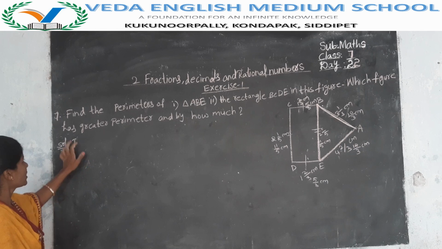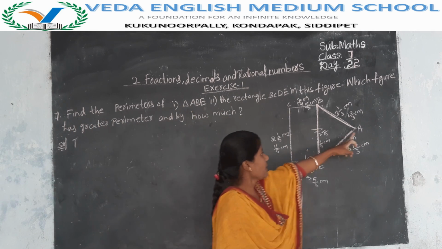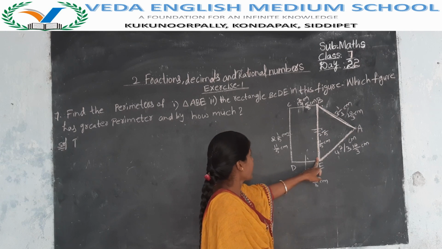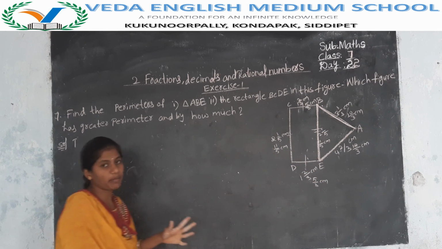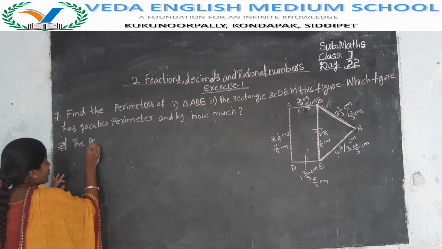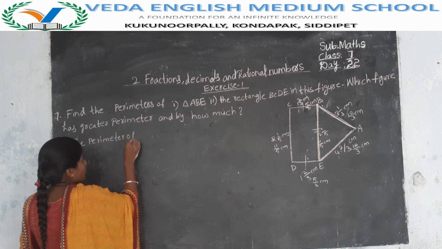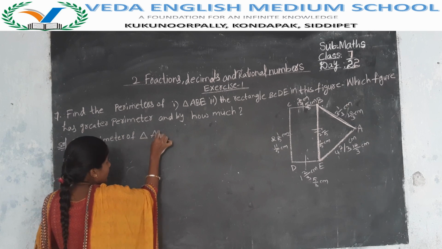Now see the solution. First read the question once again. Find the perimeter of triangle ABE. It is triangle ABE. We will find the perimeter of the triangle first. The perimeter of triangle ABE is equal to the perimeter of triangle ABE.